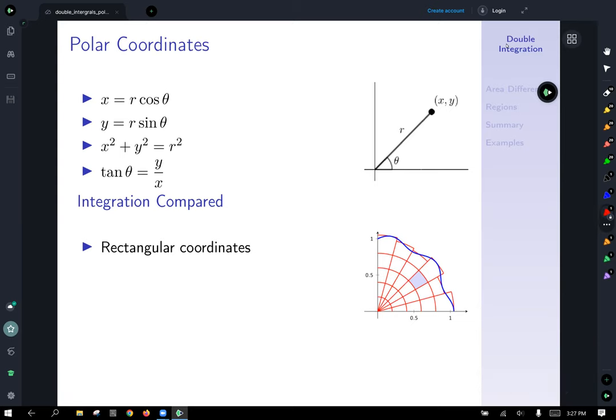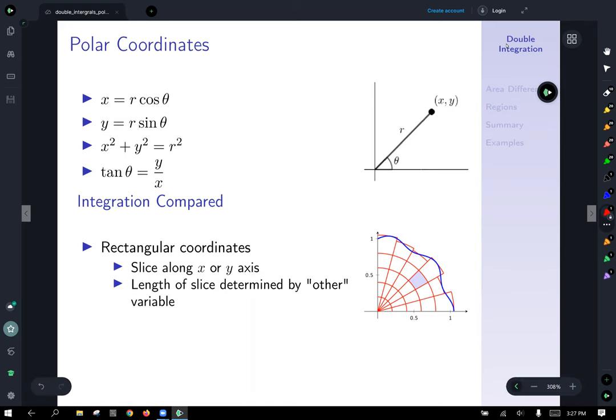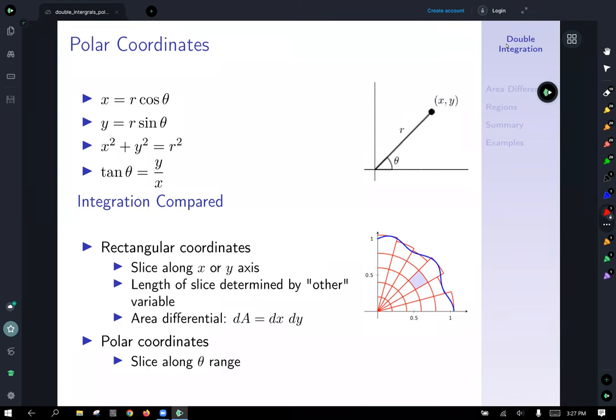So let's take a look at integration when we're comparing rectangular coordinates to polar coordinates. There's an image off to the right-hand side that shows that instead of breaking things up into a square grid like we did with rectangular coordinates, when we were slicing along the x or y axis, with the length of the slice determined by the other variable, the area differential was dA equals dx dy or dy dx. When it comes to polar coordinates, we've got a little different situation. We're going to let slices travel along a theta range, if you will, and we're going to take slices and let them vary over theta.